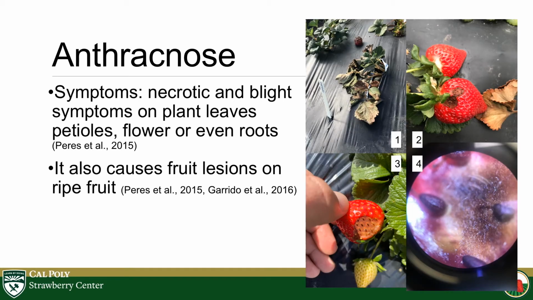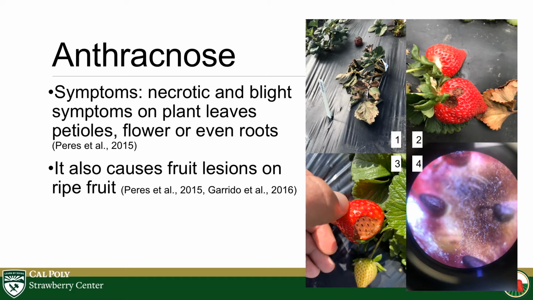Some symptoms that characterize anthracnose are necrotic and blight symptoms on plant leaves, petioles, flower, or even roots. Now this is seen by image number 1, where you can see the necrotic and plant collapse, eventually leading to the death of the strawberry plant. Anthracnose also causes fruit lesions on ripe fruit. You can see this on image number 2 and number 3.